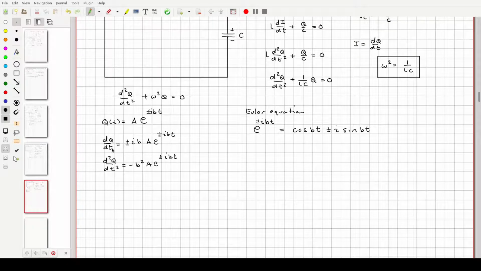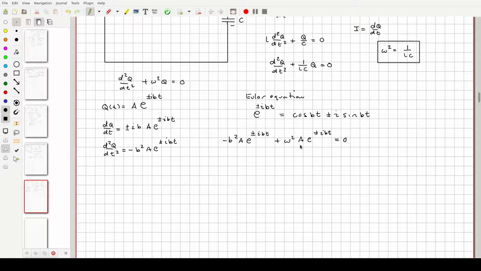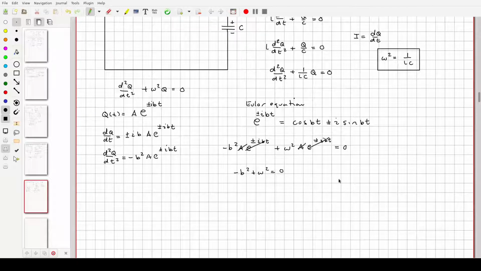So generally what's done is you plug these things into your original equation and then see what in your equation is equal to what constants we have laying around. So that's one of the ways that you're able to eliminate one of the unknowns. So the second derivative of charge with respect to time is minus B squared times A e to the plus or minus iBt, plus omega squared times q, and q is just A e to the plus or minus iBt, and that's equal to 0. And what you'll notice here is that the A's cancel. This cancels right here, which means minus B squared plus omega squared is equal to 0. That's the condition that we need to satisfy. And what that really means is that omega is equal to B. So they're the same thing.